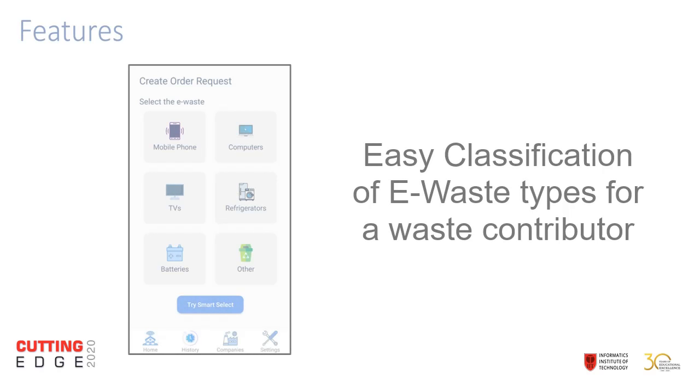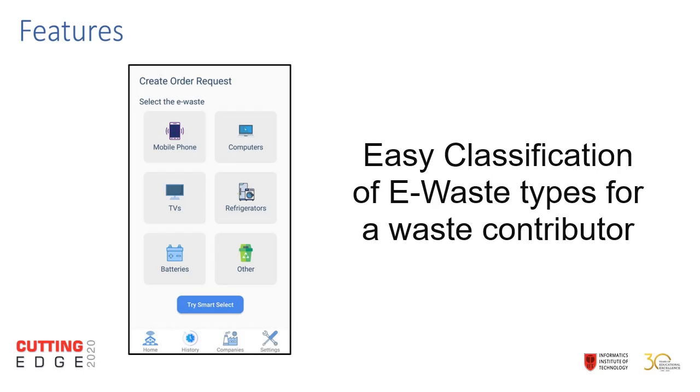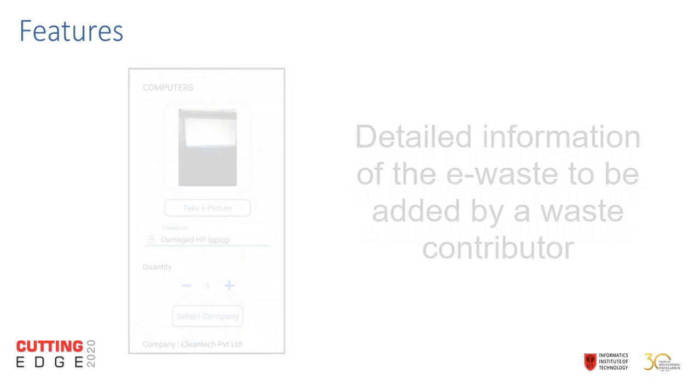The landing page of the application looks as per the screenshot attached. It contains a classification of the main types of e-waste which a contributor can contribute. By selecting the appropriate e-waste, a contributor can proceed further. This solution also includes an image processing component which would capture the details of the e-waste from the image that has been uploaded by a contributor into the mobile application. This feature should be accessed by clicking on the Try Smart Select button option.